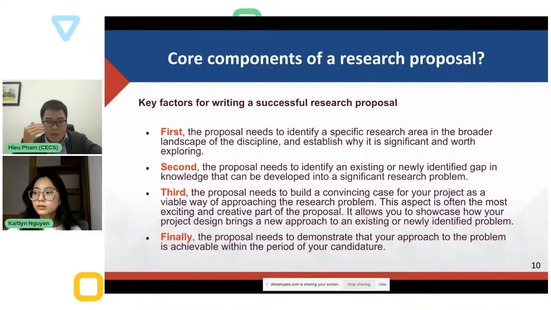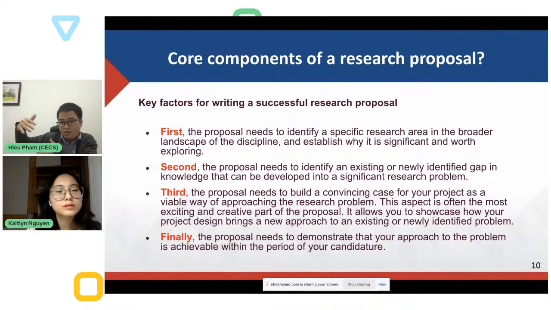Next, the proposal should build a convincing case for your project, because you can identify the limitation of the field, but it matters how you solve it. It means the proposed methods need to bring a new approach to an existing or newly identified problem. If you have a problem, you cannot apply the same approach that has been done in the past, but you need to propose something new, right? And try to experiment and find new findings, so we can conclude, okay, we have contributed to the research community.